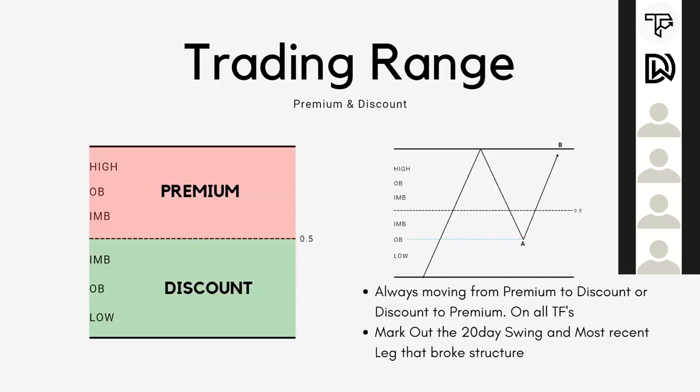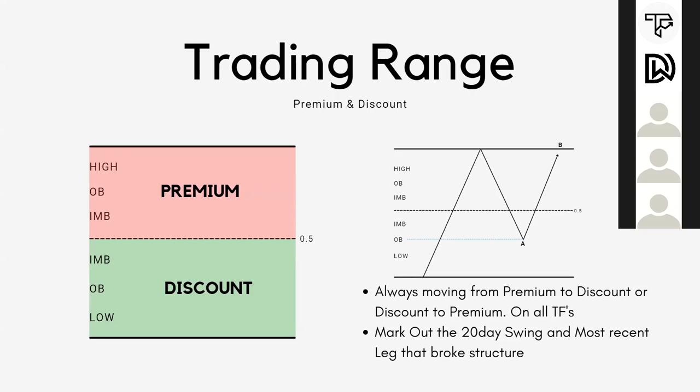Just a quick note on premium and discounts. I think most of us know about it. So we look at the discount below the 50% and the premium above the 50%. And we're always moving from the one side to the other side on all time frames and all impulse legs. That is what we're looking for. That's always the thing that gives us our edge as well. Always moving from premium to discount and discount to premium.